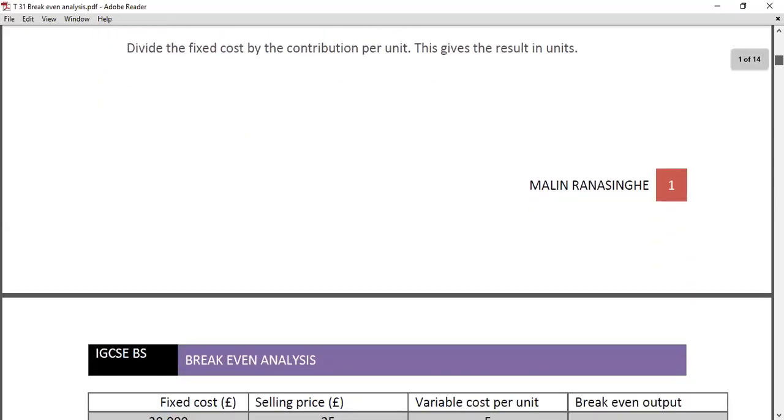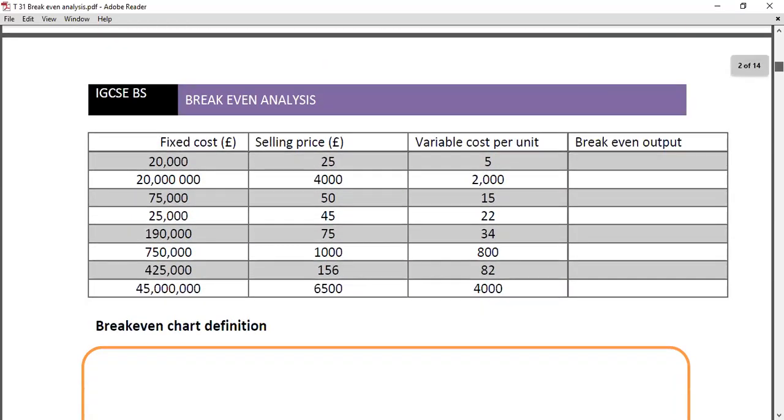So we can go to a small exercise here. I have given a small chart, so we can do it together. You can send the answer to the chat line, and we can ask one by one. First case I'll do for you: fixed cost 20,000, selling price 25, variable cost 5. You can use a calculator here and give the answer. So fixed cost 20,000 divided by, within brackets, selling price 25 minus variable cost 5. The answer is 1,000.